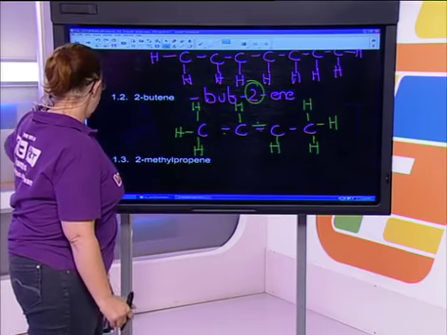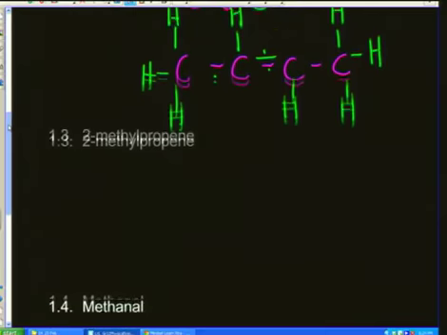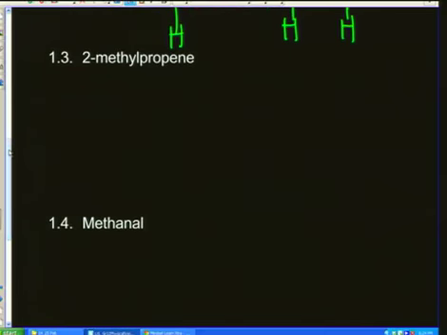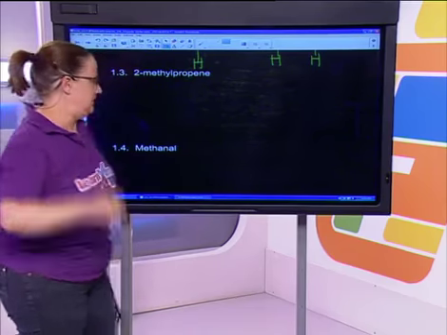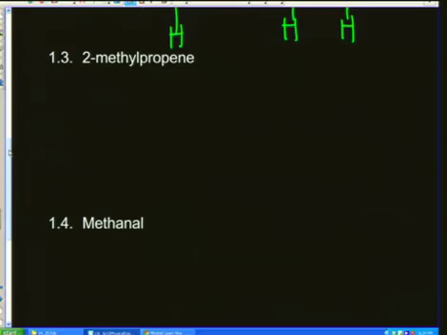Okay, then 2-methylpropene. Wow, now it's starting to get a little trickier. Well, there's several things here. We've got 2-methyl, so the methyl sits together. Then we have prop, and then we have ene, okay.